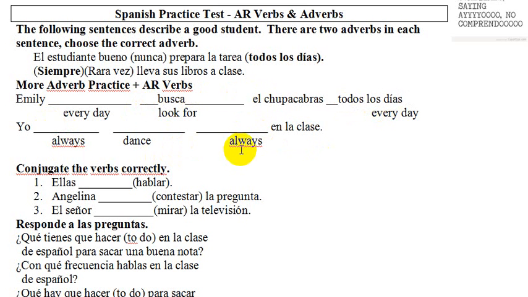We have I, dance, and always. So I always dance in the class, or I dance always in the class. Hopefully I always dance sounds better to you, so yo siempre. And then bailar is to dance, so the verb from bailar is bailo en la clase.